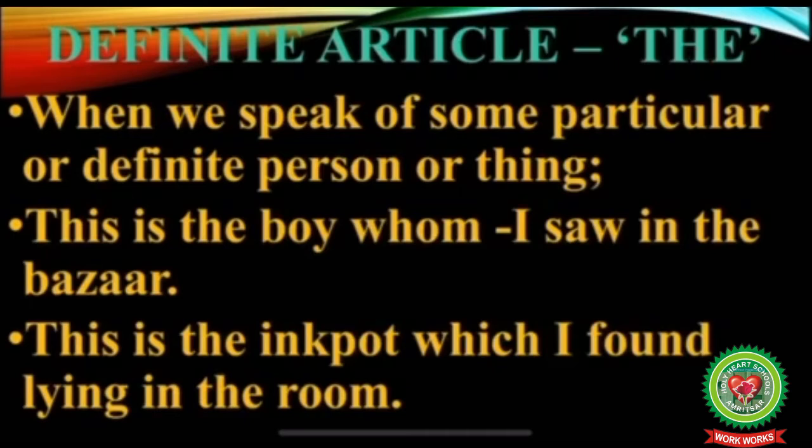See the same example here. This is the boy whom I saw in the bazaar. So here I am particularizing the boy. I am saying this is the same boy which I have seen in the bazaar. So I will be using the, not a here. This is the ink pot which I found lying in the room. So I have particularized that ink pot. I am saying this is the same ink pot which I have seen in the room. So I will be using the instead of an.